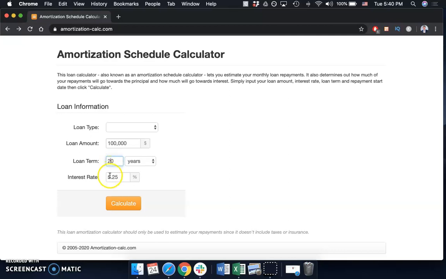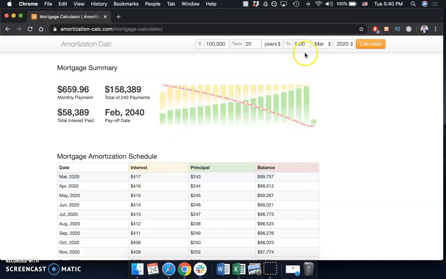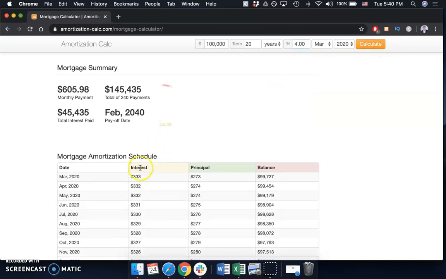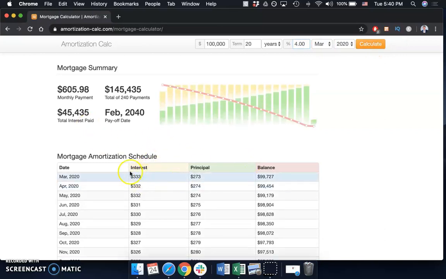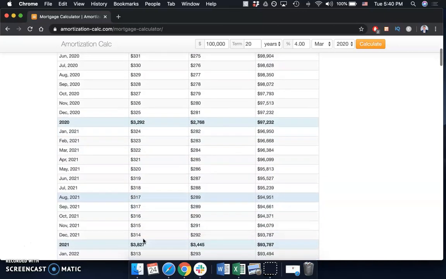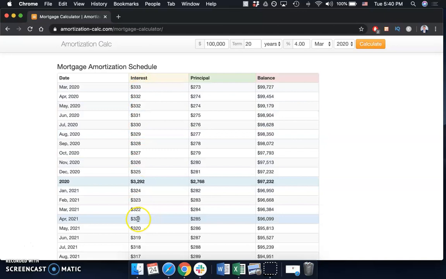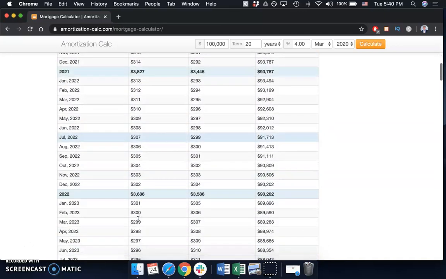$100,000, 20 years, 5%. Instead of paying $417 in interest the first month, we're only going to pay $333. So your interest rate and how much interest you pay is directly correlated to the balance. And again, even with this example, the interest that you pay is going to go down more and more on a monthly basis each month.